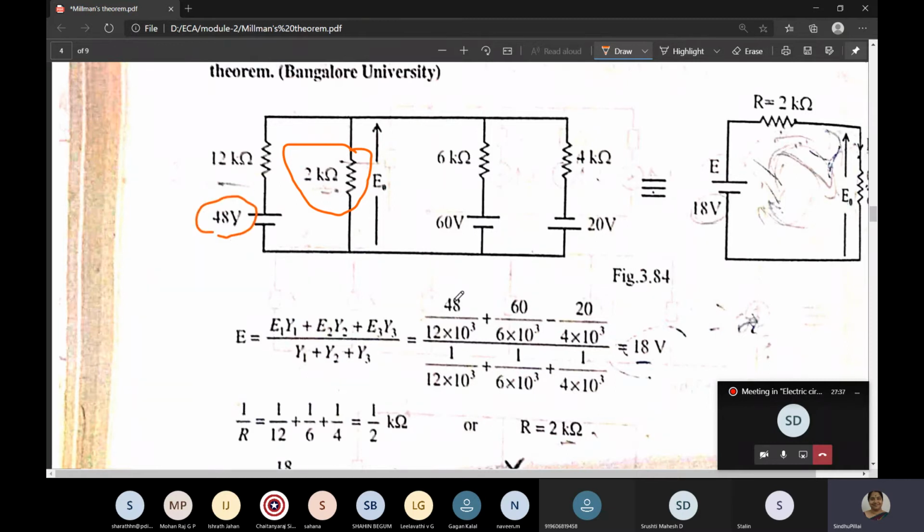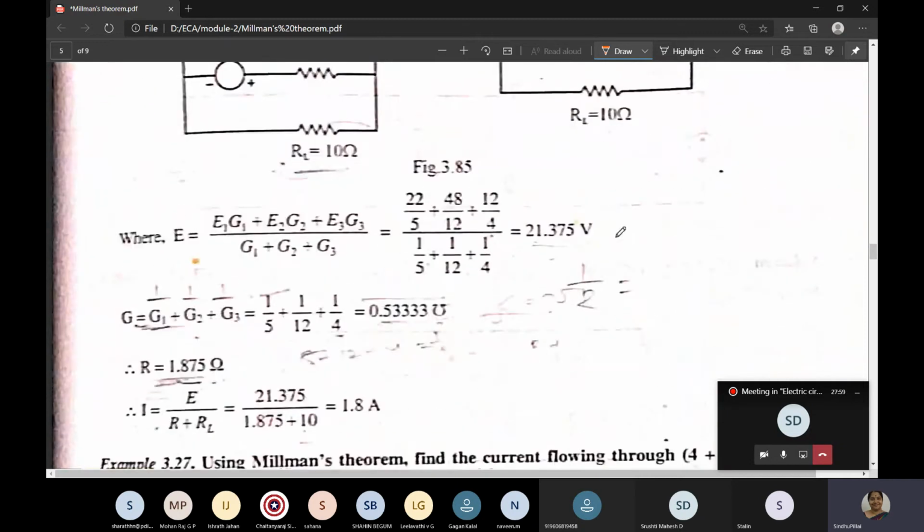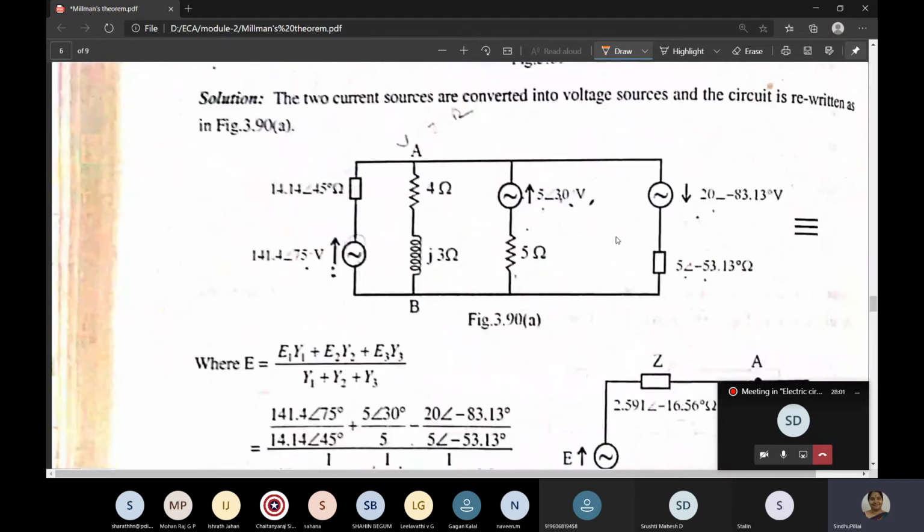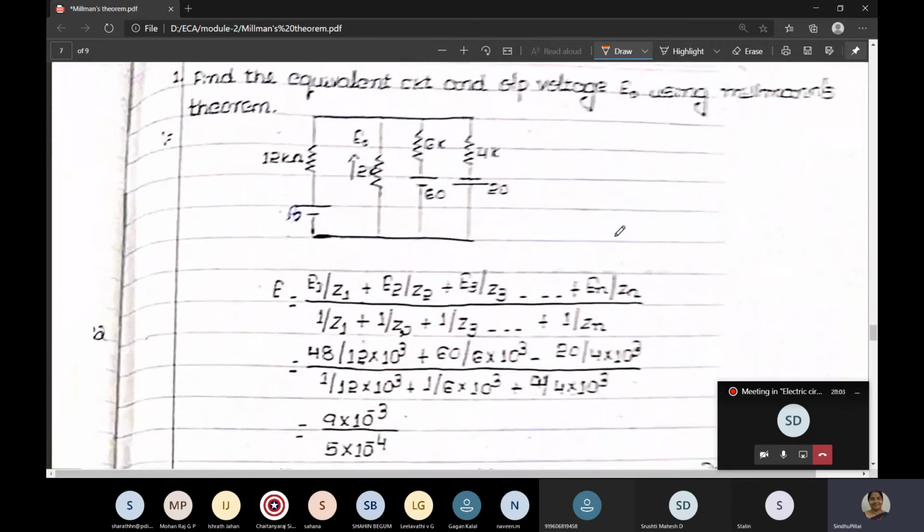It is 48 volts. 48 divided by, they have given resistance here, resistance or impedance. So you take it as 12 into 10 power 3. See, Y1 can be written as 1 by Z1. This one is solved in the textbook. I'll show you in the notes, you'll understand it better. So this is the formula.